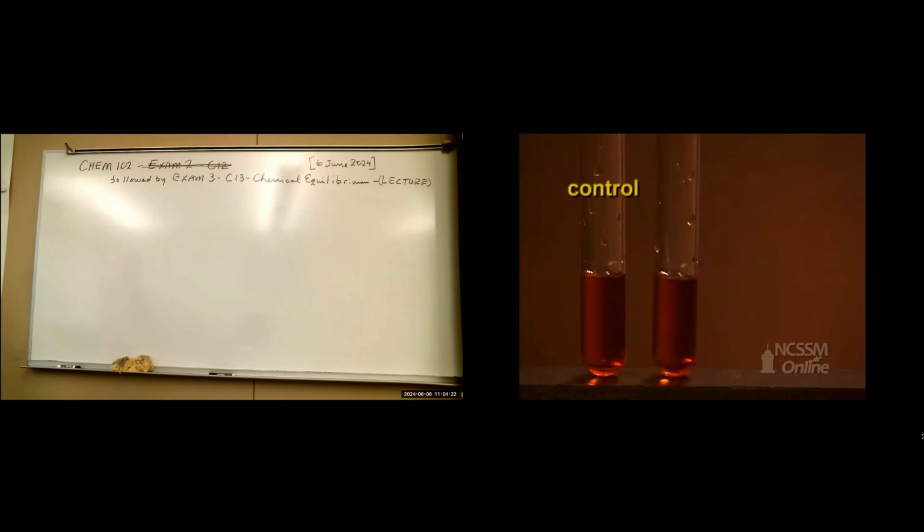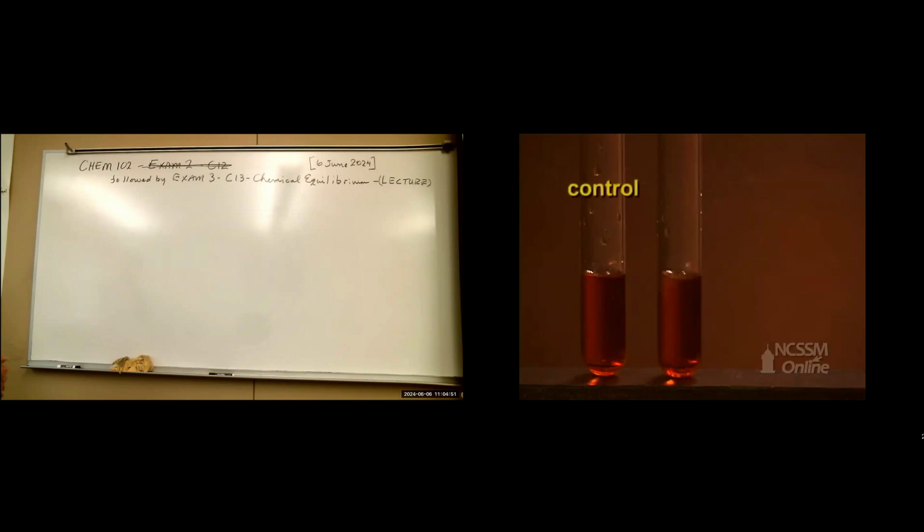Now we'll add 0.1 molar potassium thiocyanate to the second tube. This increases the concentration of the thiocyanate ion. We see that the reaction mixture turns a darker red color, indicating an increase in the formation of the complex ion. We've added the other reactant, the thiocyanate. The reaction shifts in the forward direction to use up the added reactant.